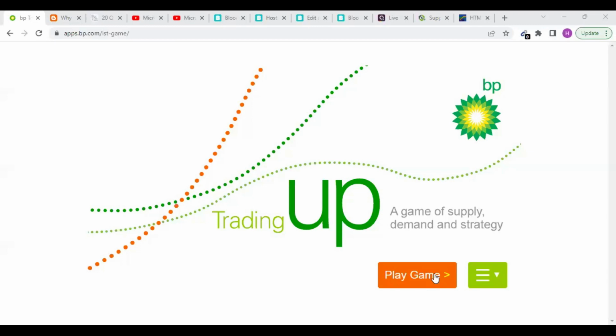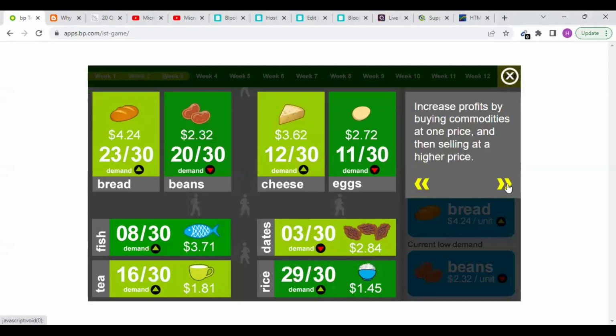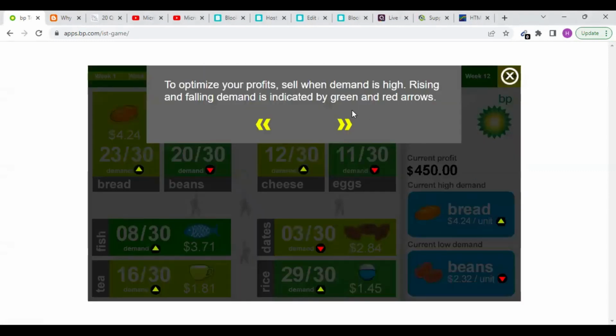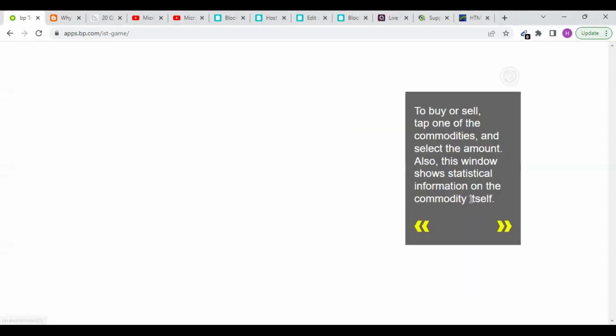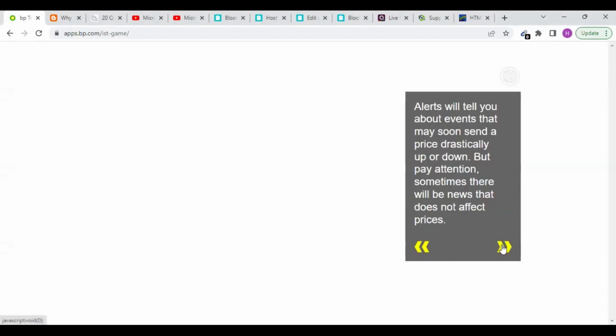So that's a good PowerPoint showing a lot of how demand and supply shift. So we'll do this game here. It's like a good intro to stock market investing. We're gonna have to make decisions on what to buy and sell in terms of commodities in this game. Buy commodities at one price and sell at a higher price. Sell when demand is high. Let's try this.